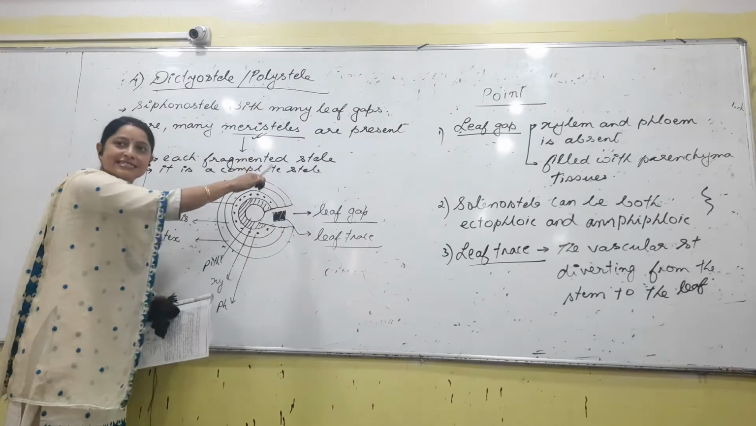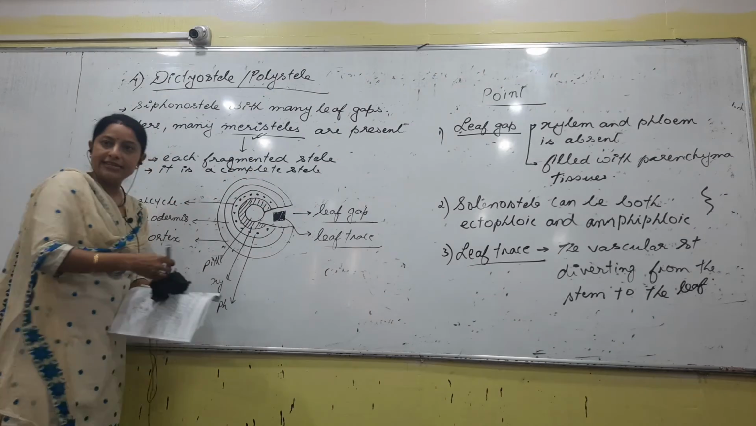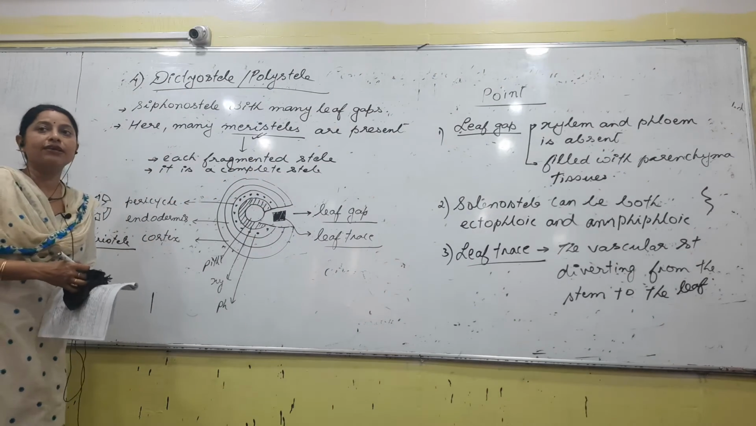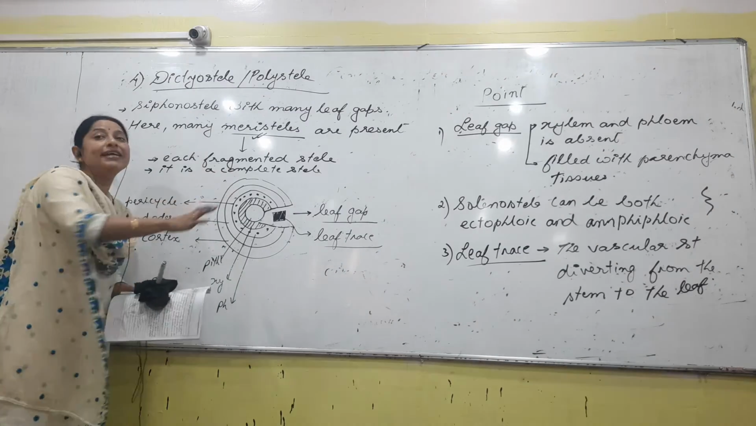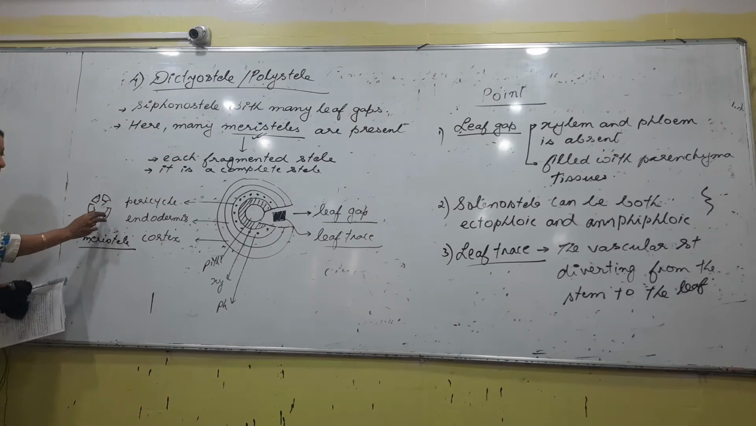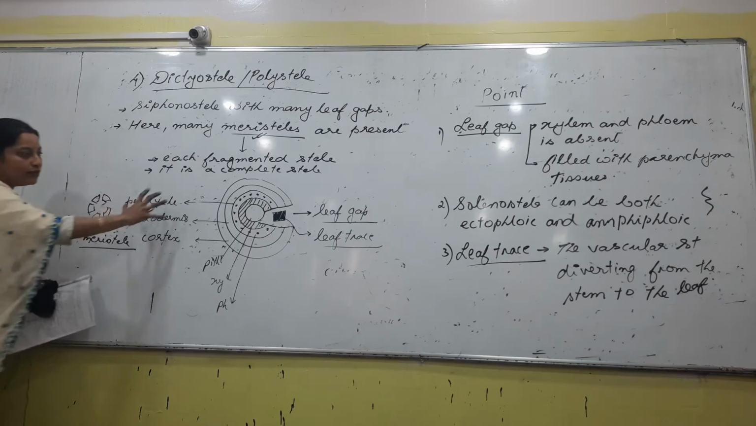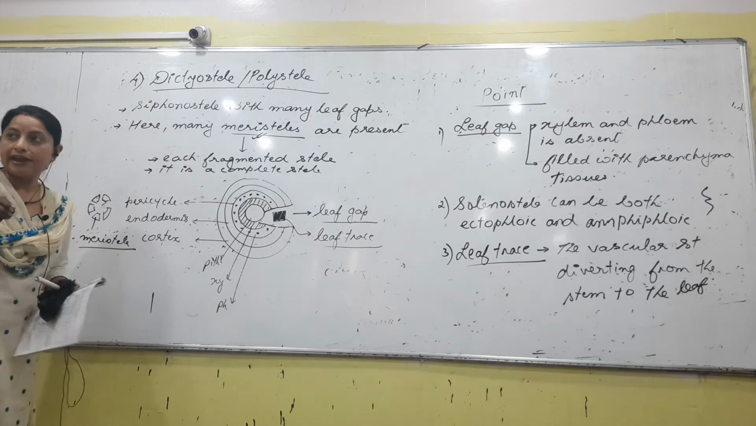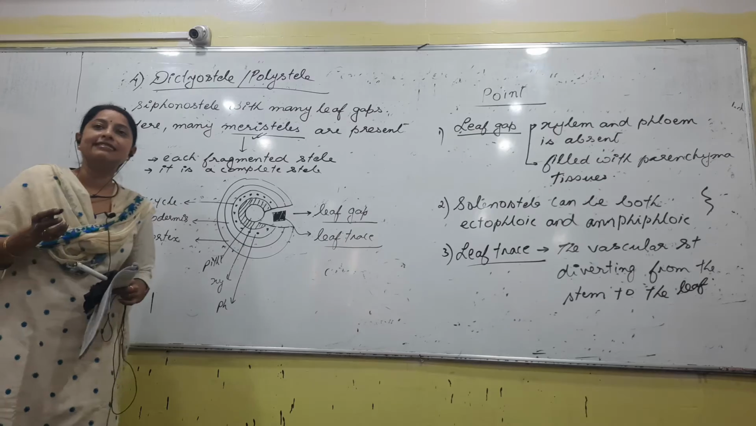Each fragmented stele, what did I call this? I called it a stele. Each fragmented part is called a meristele. It is a complete stele. Even this part is called a complete stele. No doubt the entire stele has broken down into fragments, but each fragment is considered a complete stele.